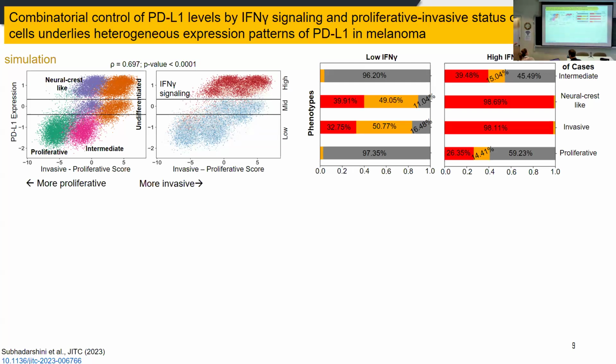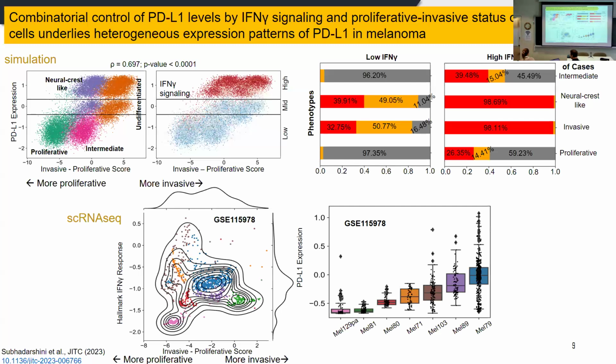In the low interferon gamma regime, you look at the PDL1 levels in all of those 4 phenotypes. You see that in your proliferative and intermediate, PDL1 level is lower, but in your neural crest and invasive, your PDL1 is like mid to high. But the moment you switch to a high interferon gamma regime, even your basal PDL1 level increases, even in proliferative and intermediate, but the increase being higher in more invasive phenotypes. So you have 2 axes. One is your interferon gamma axis, and one is your phenotypic heterogeneity axis, which basically controls PDL1.